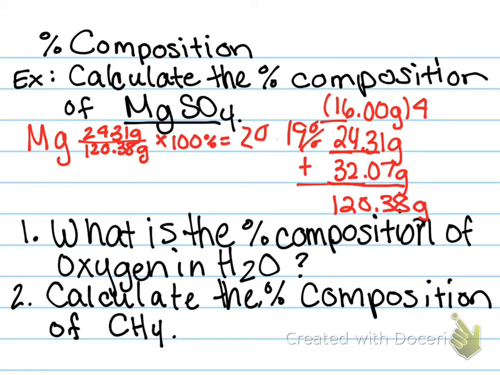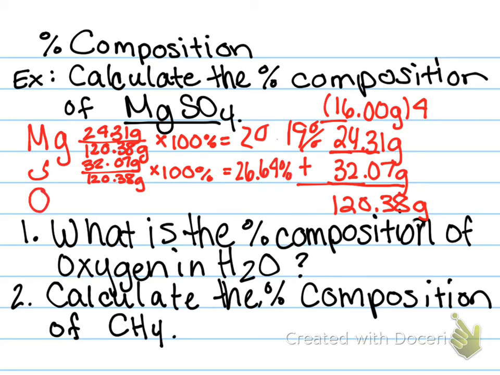We can go ahead and do this for the other elements also. Our next element is sulfur, which has a molar mass of 32.07 grams. We're going to divide that by 120.38, just like last time, and multiply by 100%. And whenever we solve this, we should get that this equals 26.64% of our total mass.